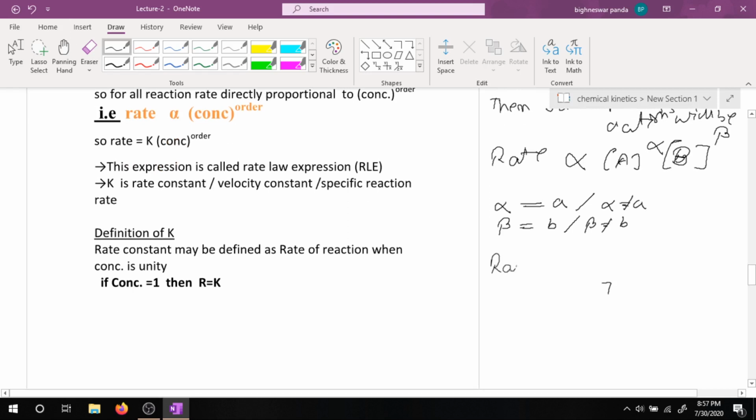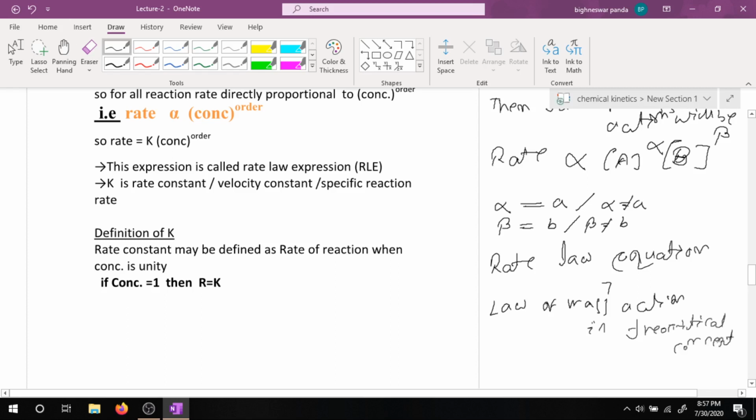This equation is called the rate law equation. So simply, the law of mass action is a theoretical concept, whereas the rate law equation is an experimental concept. So rate law is an experimental concept, whereas law of mass action is a theoretical concept.